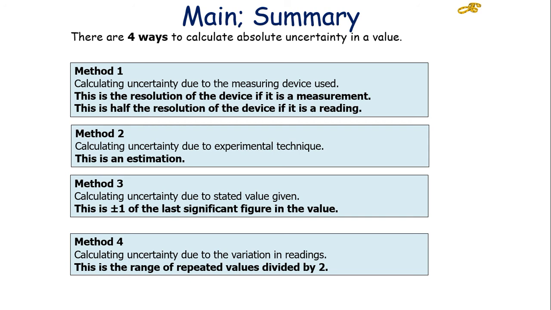There are four ways to calculate absolute uncertainty. You can calculate it by looking at the measuring device: it's the resolution of the device if it's a measurement, and it's half the resolution of the device if it is a reading. If you are calculating uncertainty due to experimental technique, that is an estimation. If you're calculating uncertainty due to a stated value, it's plus or minus 1 of the last significant figure in the value, and you can calculate uncertainty due to variations in readings, and that is the range of repeated values divided by 2.